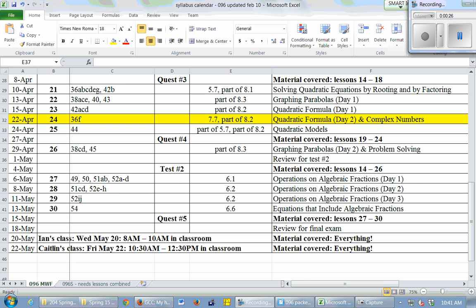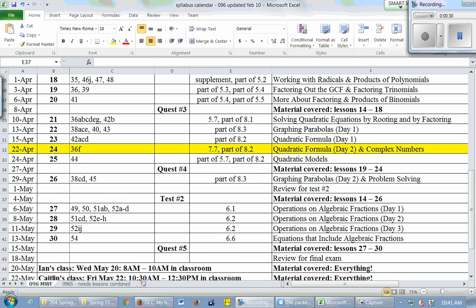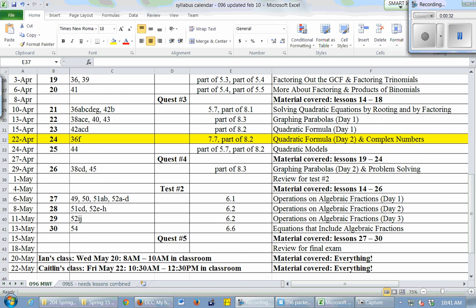Quest 4 is covering classes 19 through 24. 19 is where we started factoring. So 19 through 24 is going to be factoring, solving quadratic equations, and graphing parabolas. So that's Monday.